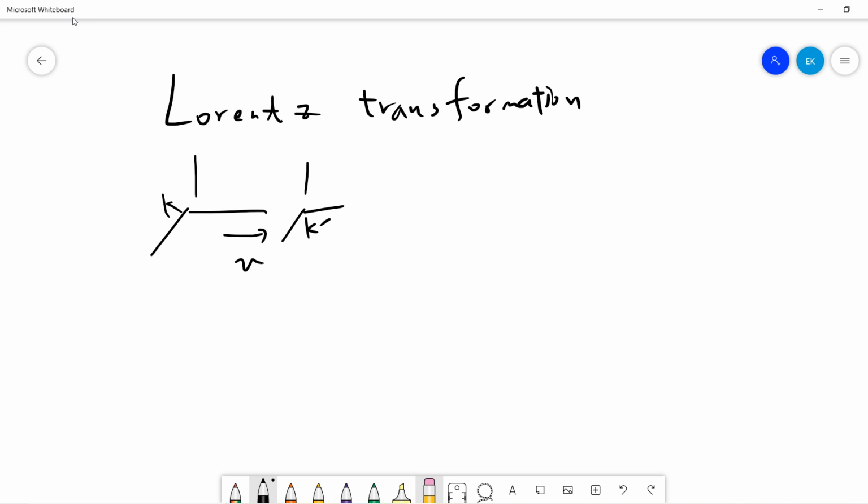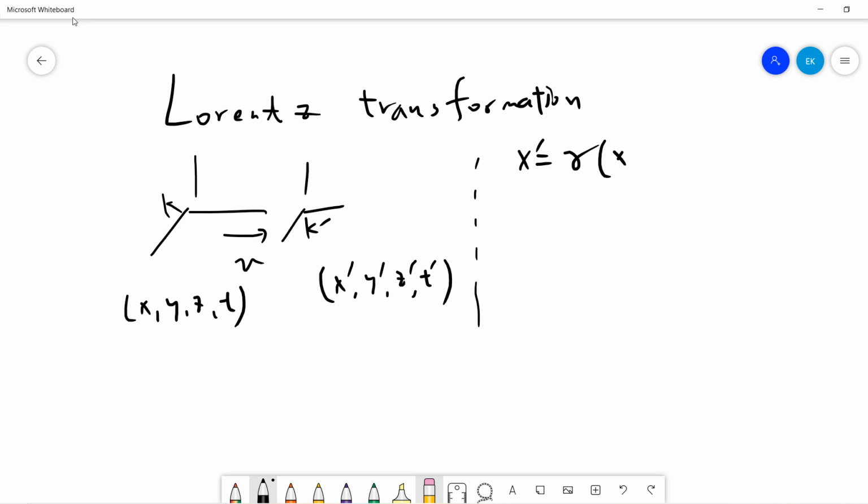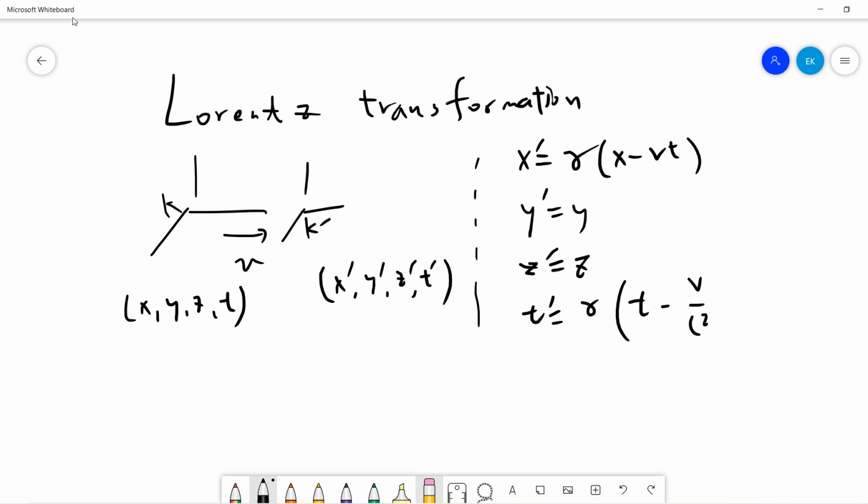Then you have x, y, z, t in the first coordinates, and x prime, y prime, z prime, t prime in the primed coordinates. This is called the Lorentz transformation. So x prime, y prime equals y, z prime equals z, and t prime is gamma times (t minus vx over c squared). The gamma is just 1 over the square root of 1 minus v squared divided by c squared. All of it is called the Lorentz transformation.